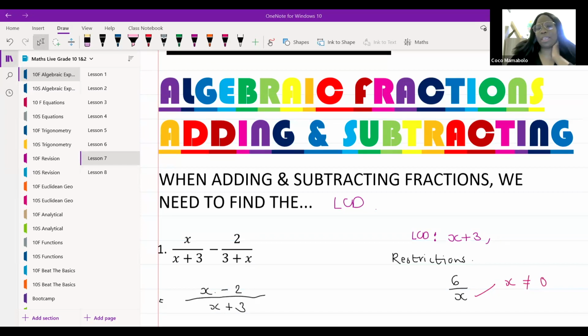Correct. The fractions must be integers, but we need to remember that 0 is also an integer. Yes, correct. 0 is an integer, but if we put 0 at the bottom, our answer is going to become undefined. So we can't actually have that. We can't have an undefined answer as a fraction.